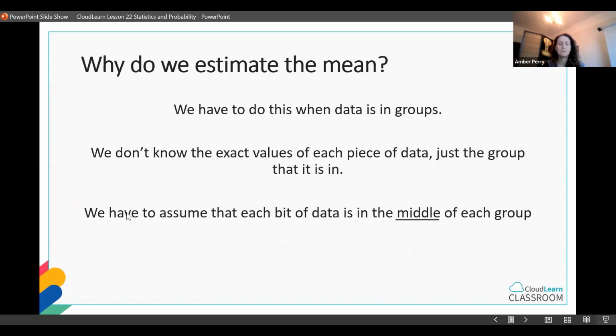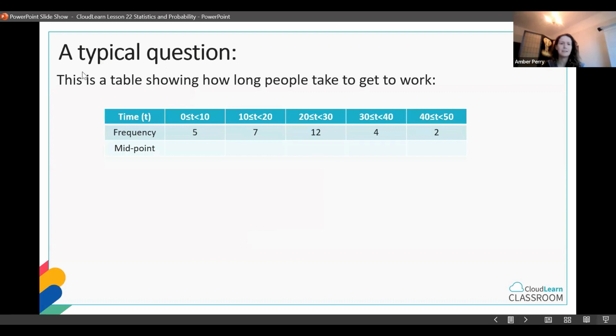So what we do is we assume that each bit of data is in the middle of the group, and then they kind of even each other out. So if we just say every bit is right in the middle, then we tend to get the best estimate we can get. Okay, so let's have a look.